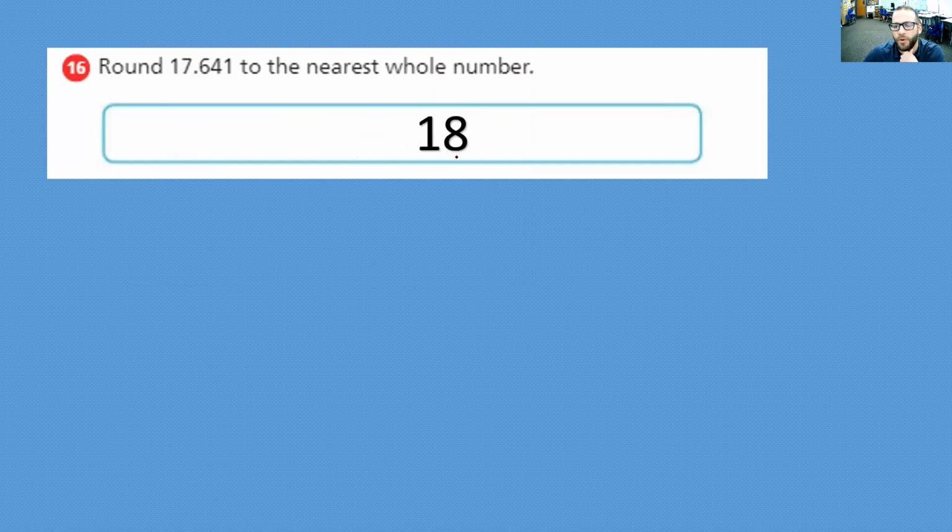Round to the nearest whole number. Well, I already did that one for you. The old whole number was 17. So 6 tenths means you're closer to 18 than 17. Remember, this is like a mixed number, right? A decimal is just like a mixed number. 17 and 641 thousandths. Well, 500 thousandths is half. 600 is more than half. Therefore, you're closer to 18 than just 17.